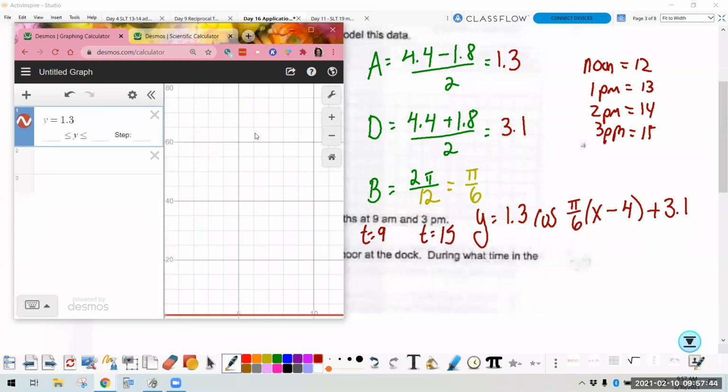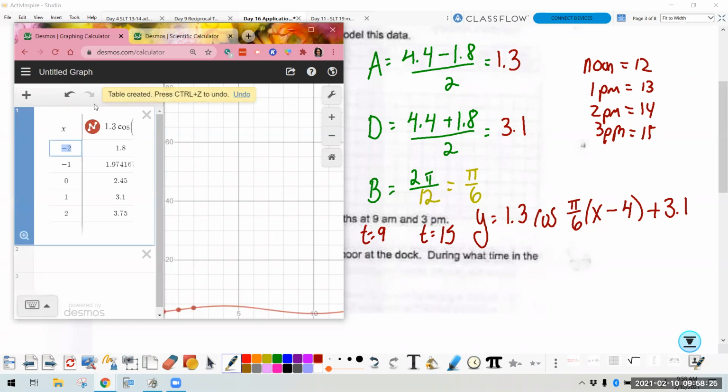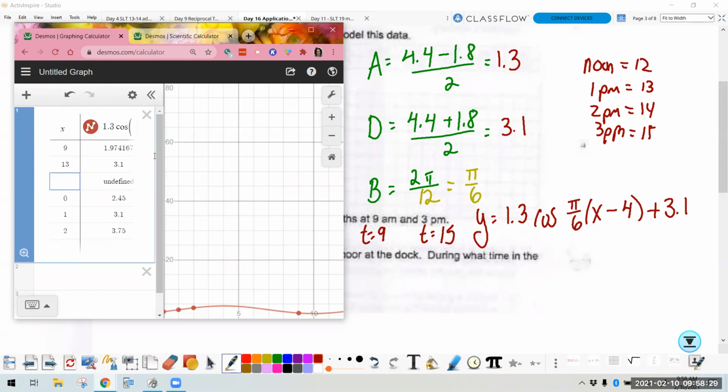I'm going to update my function here. Yes, one second, Hallie, I'll help you. But I want the table of values. I don't want the graph just yet. So I'm going to hit the gear, go to the table, and I care about when time is 9 and 15. Sheesh, 15.